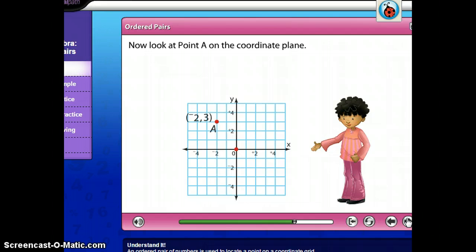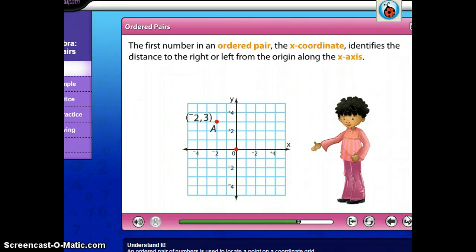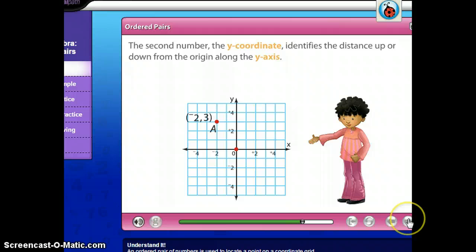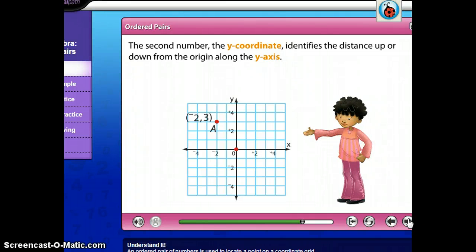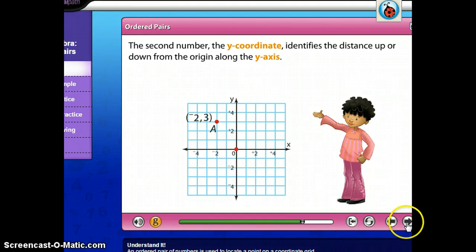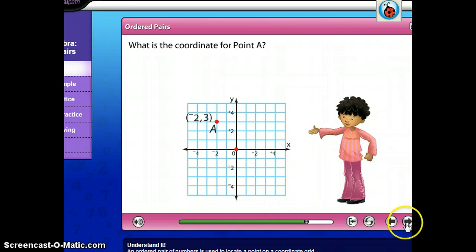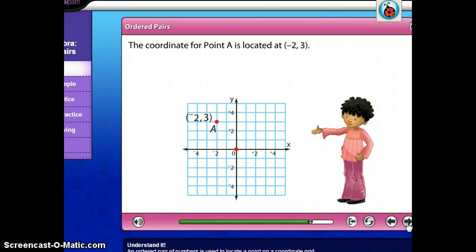Now look at point A on the coordinate plane. The first number in an ordered pair, the x-coordinate, identifies the distance to the right or left from the origin along the x-axis. A way to remember that: x comes before y in the alphabet, so your ordered pair is always x, y. The second number, the y-coordinate, identifies the distance up or down from the origin along the y-axis. What is the coordinate for point A? The coordinate for point A is located at -2, 3.